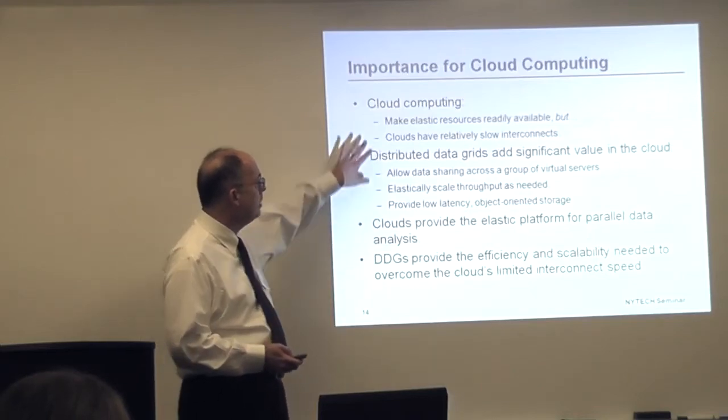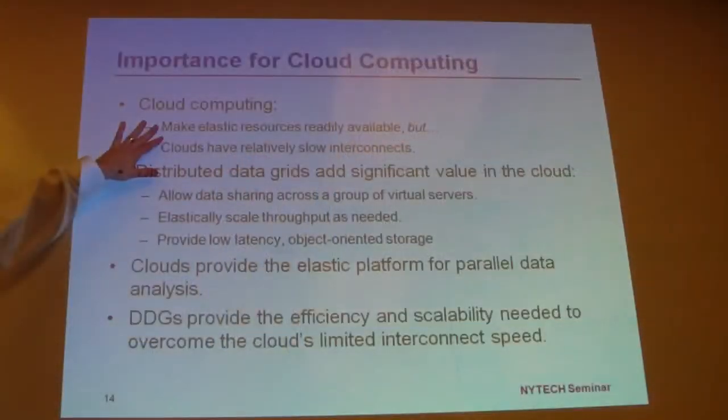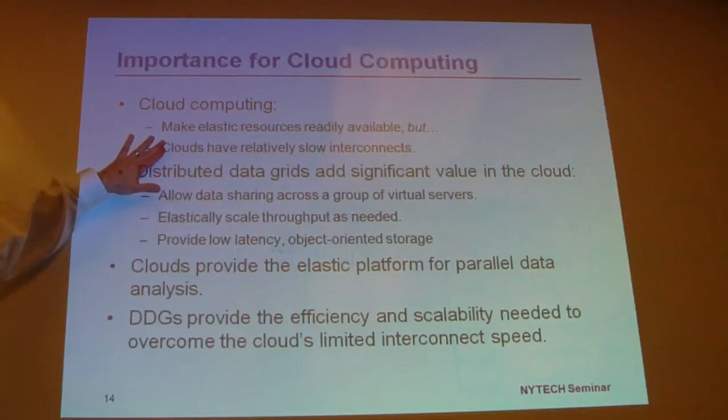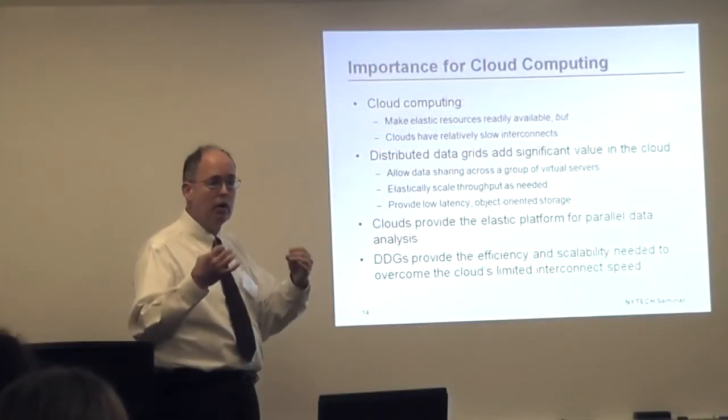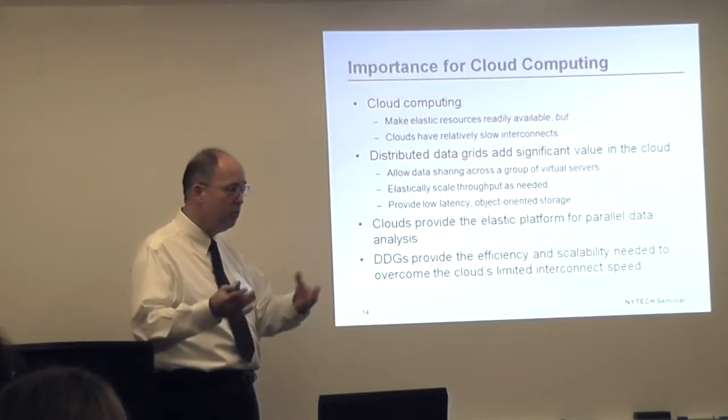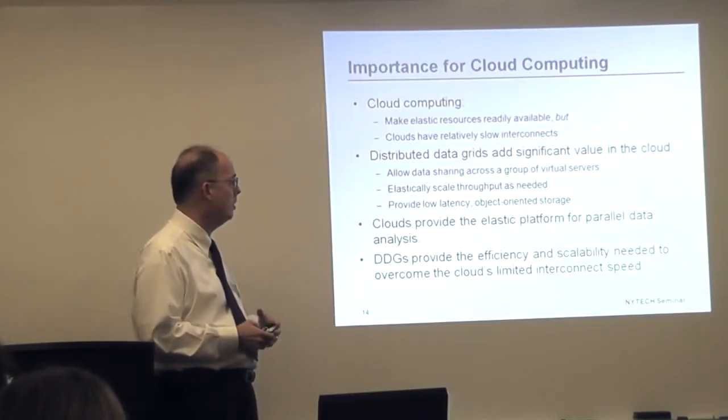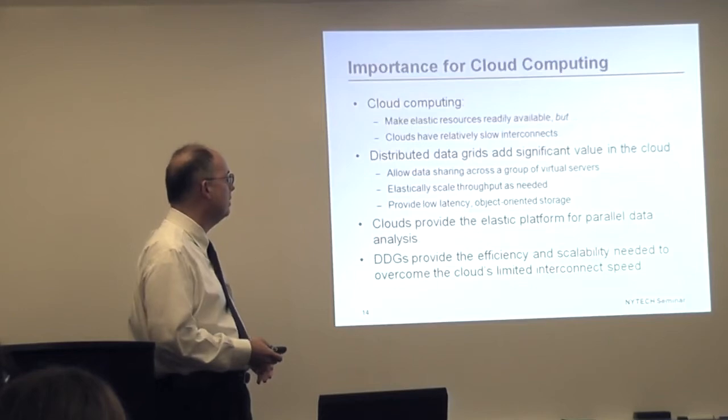In cloud computing, I think we talked about this, it has elastic resources, but one of the things I didn't mention is the interconnects are relatively slow in addition to being virtual servers. And so distributed data grids add a lot of value because they can mask the relatively slow interconnect you find in the cloud. The way they do so is they keep data in memory instead of trying to ship all that data out to a secondary store. And also, you can compute on data in place and not have to move it around between virtual servers in order to do the analysis of that data.